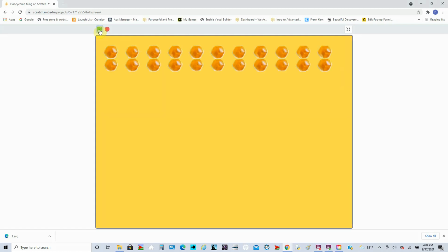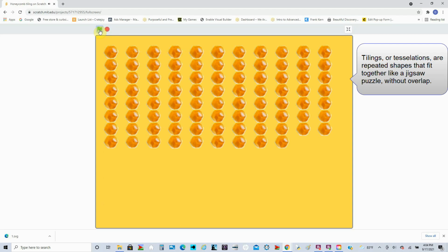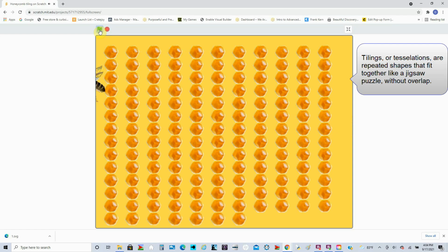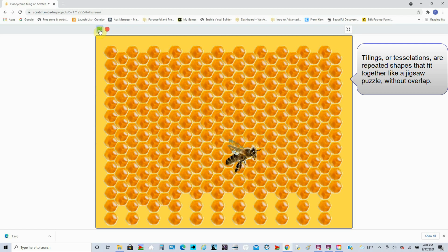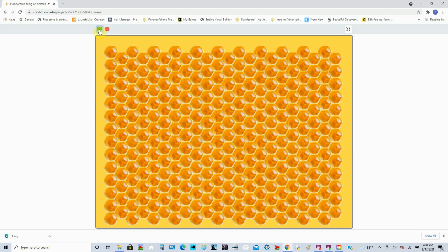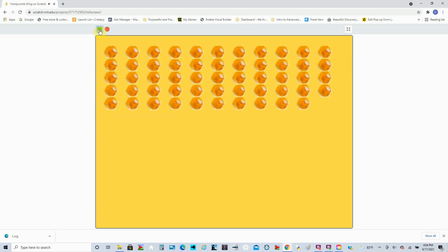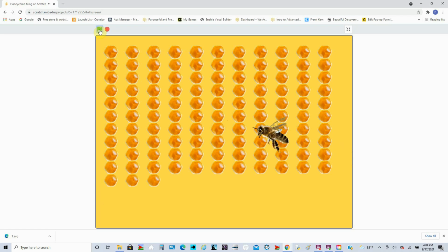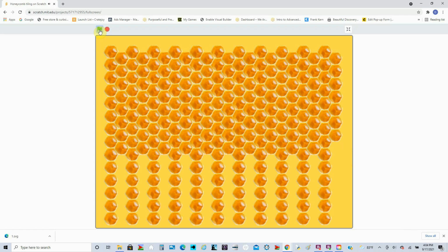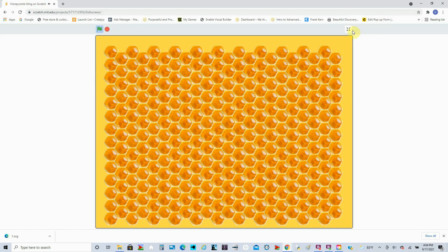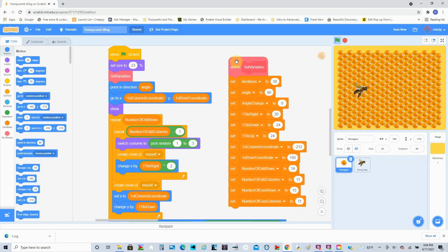Nature offers many examples of tilings, repeating shapes that fit together like a jigsaw puzzle, like the hexagons on a beehive, or in a wasp nest, or scales of a lizard, eyes of insects. We created these tilings with simple code in Scratch. I painted one hexagon shape, used the code to repeat the shape over and over, tiling it.